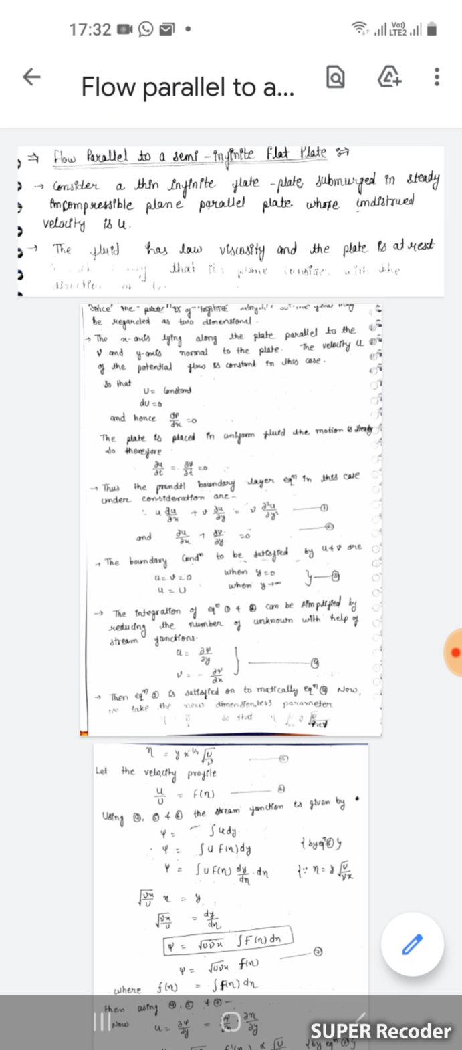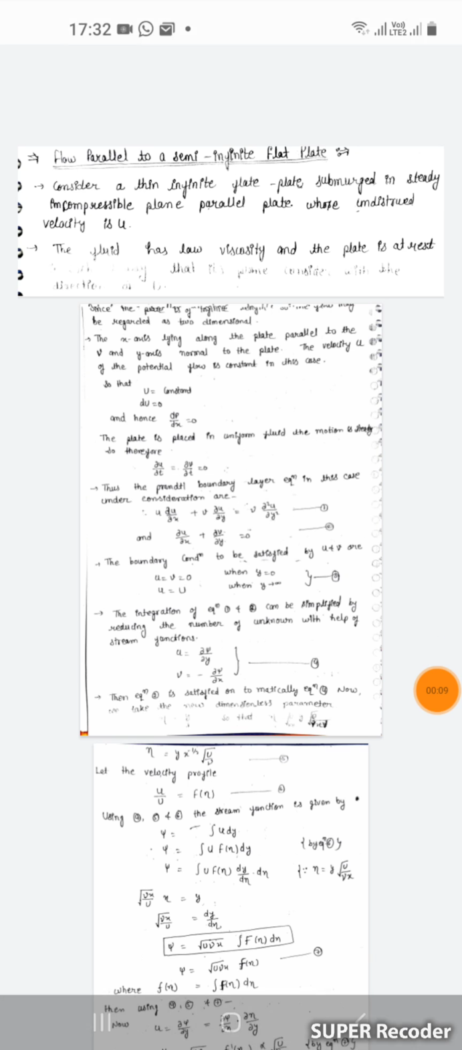Dear student, in this video, we discuss the flow parallel to a semi-infinite plate in the boundary layer theory. Let us consider a thin infinite plate submerged in a steady incompressible plane parallel flow whose undisturbed velocity is capital U. The fluid has low viscosity and the plate is at rest in such a way that its plane is aligned with the direction of capital U.